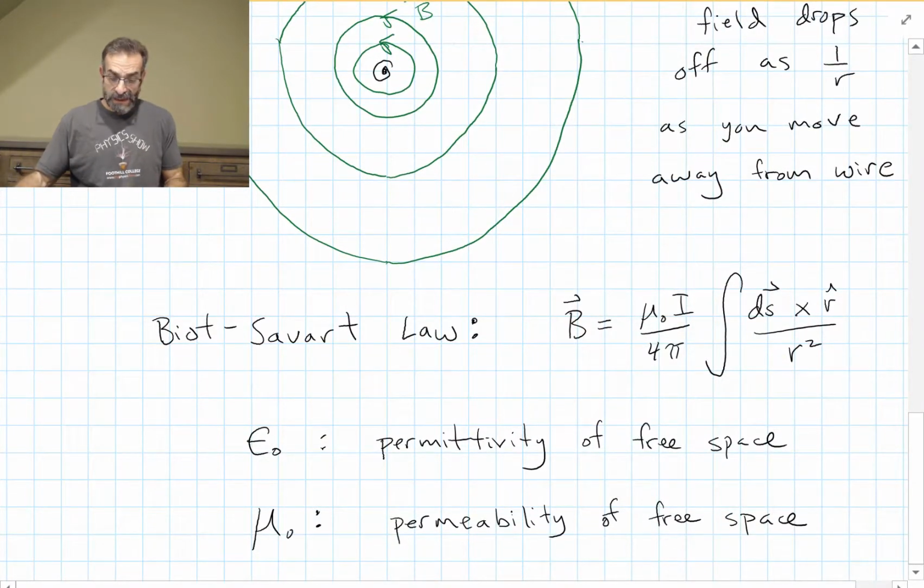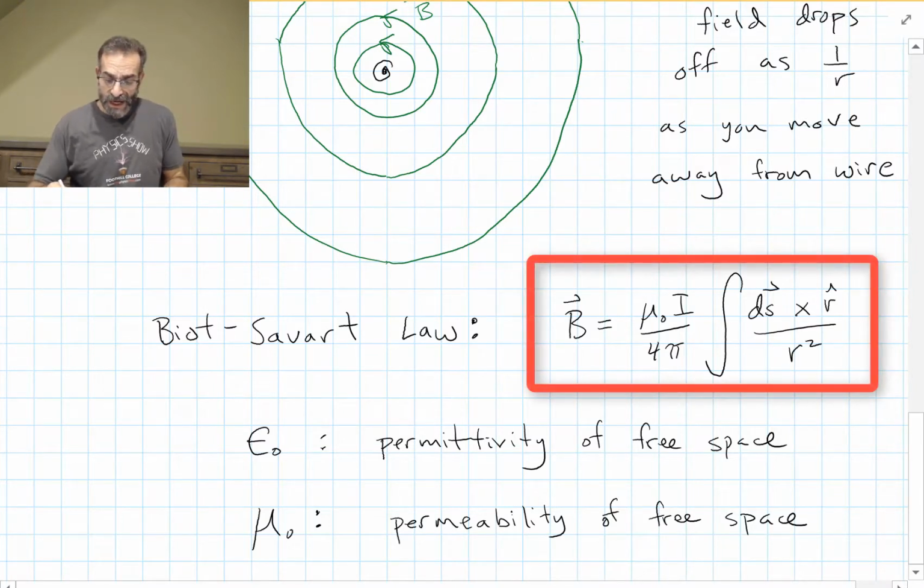Epsilon naught is the permittivity of free space, and that shows up in all of our electrostatics equations. Mu naught is the permeability of free space. That shows up in our magnetic equations. So we have mu naught I over 4 pi times the integral of ds cross r hat over r squared.